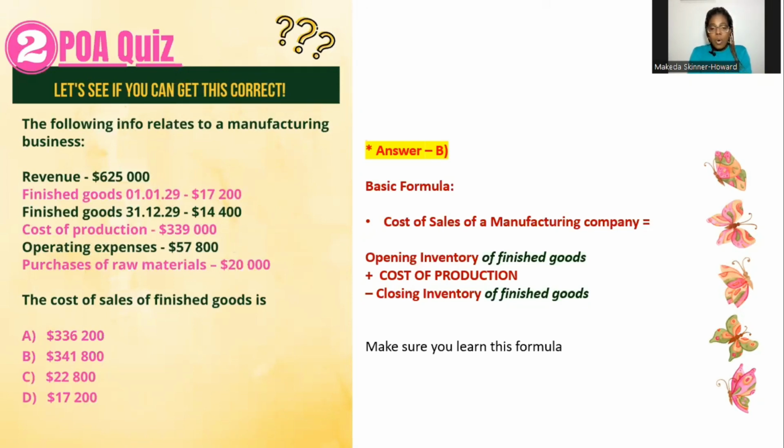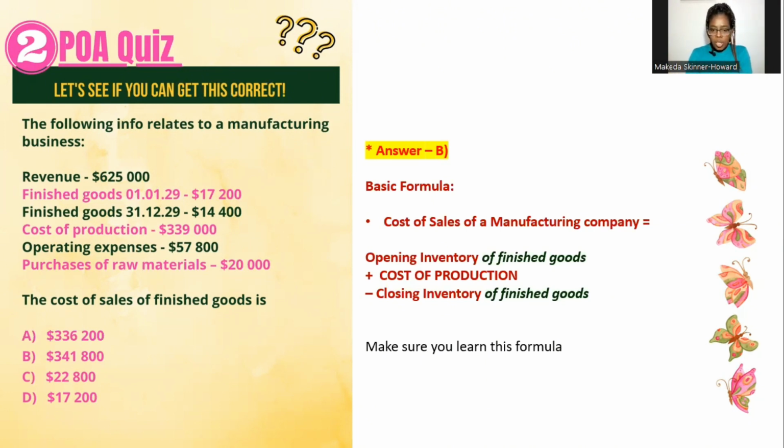The basic formula for cost of sales of a manufacturing company is opening inventory of finished goods, add the production cost minus the closing inventory of finished goods. Make sure you learn this formula. Let me say it again for the persons in the back. Opening inventory of finished goods, add cost of production, minus the closing inventory of finished goods. That's going to give you your cost of sales for a manufacturing company.